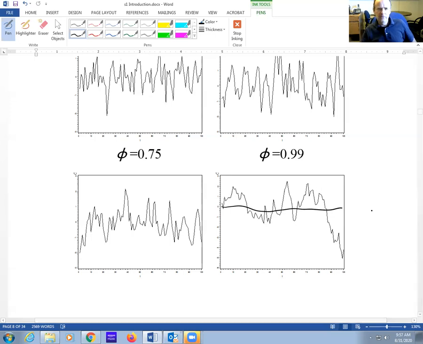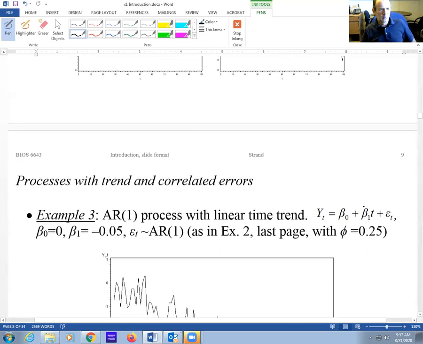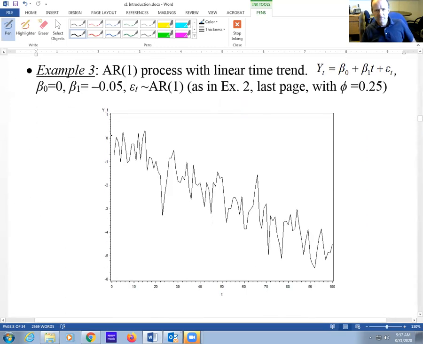In real life, what happens is that we have trends in the data. So what I did here is I generated data using this function. I have some intercept value, which I set to 0, and I set the slope to negative 0.05. So that's forcing it to go down.